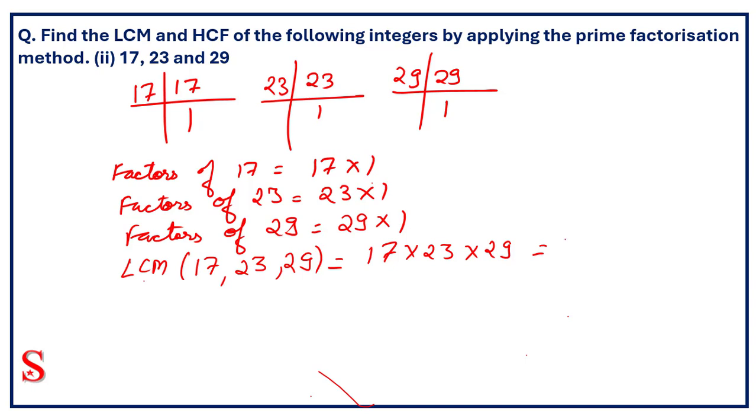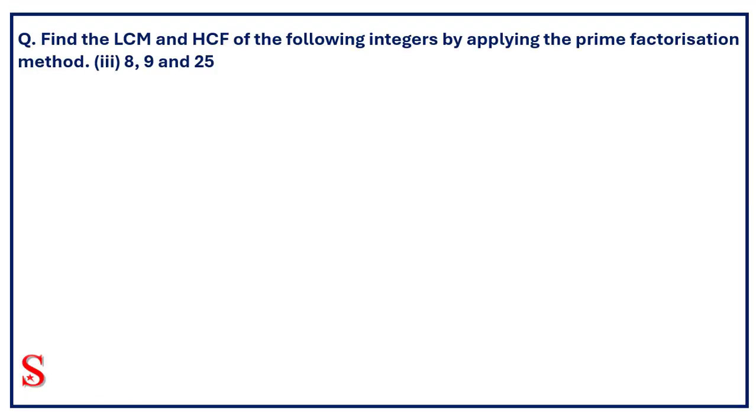The multiplication of 17, 23 and 29 would be 11,339. And HCF of these three numbers, which is the common factor here? 1. Right, moving on to the next question. Here we have to find out the LCM and HCF of 8, 9, 25.